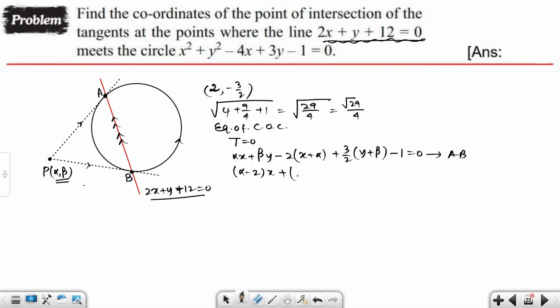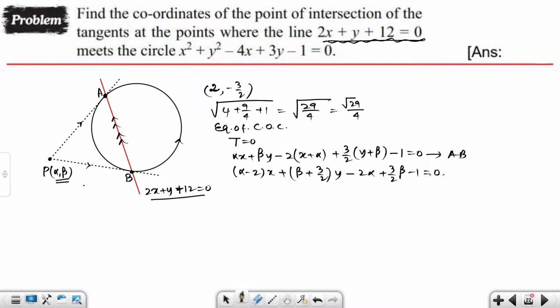If I take y common, we are having (b + 3/2)y, and then we are having minus (2 alpha + 3/2 beta − 1) equals 0. That's it. Is it clear or not? Now I have given a shape of a line. I mean, I've written it in a proper way.